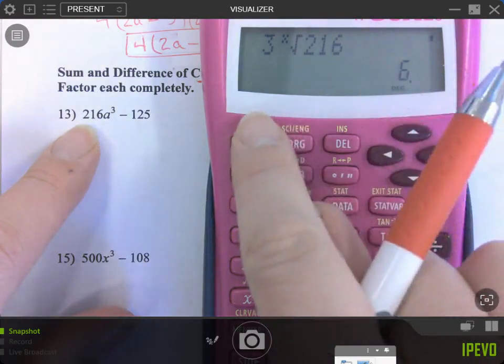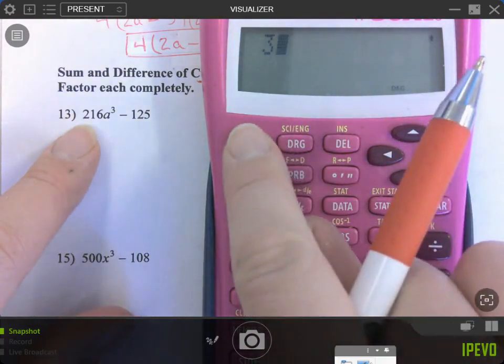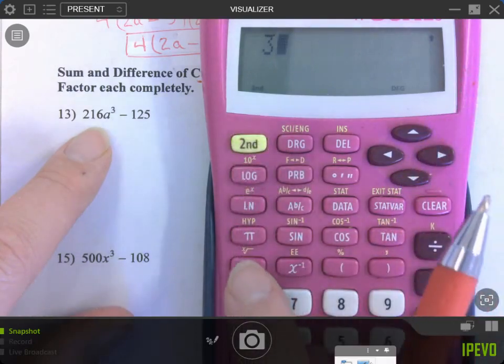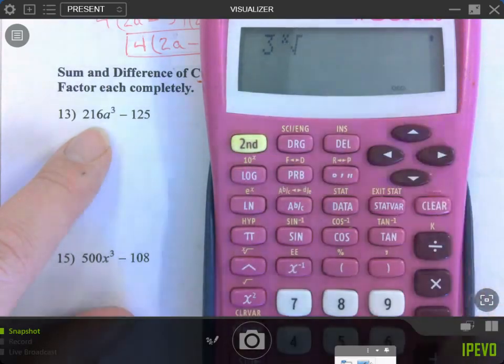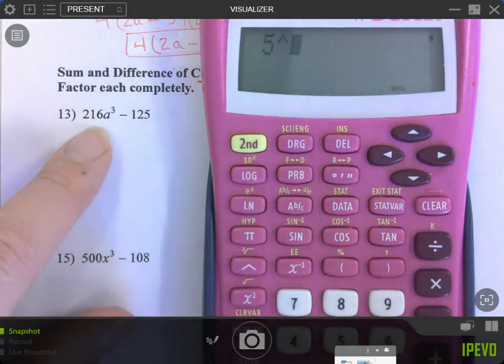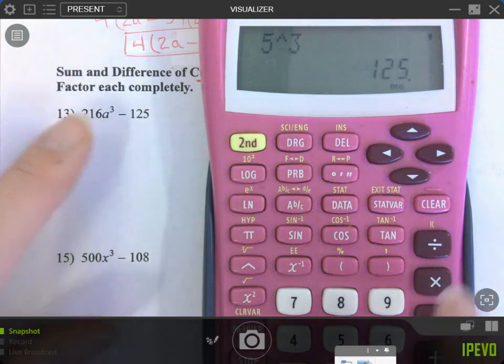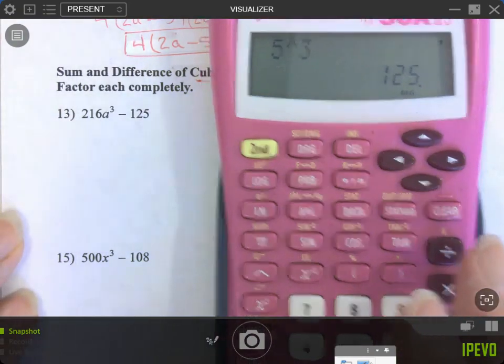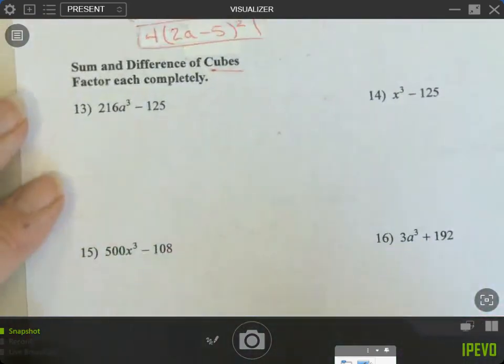I'm also going to look and see, do I have a cube root? So type in my root value, 3, and that puts it in for the index there. And I'm going to take the cube root of 125, and I get 5. And if we reverse it, 5 to the power of 3 is 125. So that's how I can check for cubics. Now I'm going to remind you, I should always take out a GCF first.